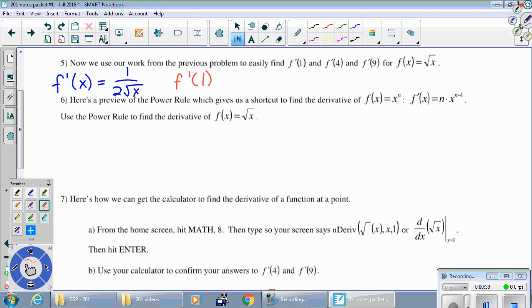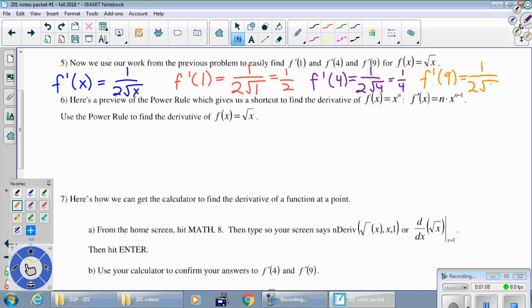This is just a brand new function. You can plug in any number you want to, except for 0 in this case. I guess negatives are no good too. But we just plug in x equals 1. And we discover that the derivative at x equals 1 is a half. And that was so much fun. We'll try it at x equals 4. So that's 1 over 2 square root of 4, which is a quarter. And then lastly, at x equals 9, f prime of 9 equals 1 over 2 square root of 9, which is a sixth.